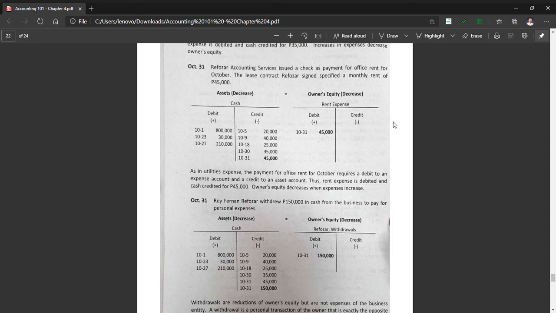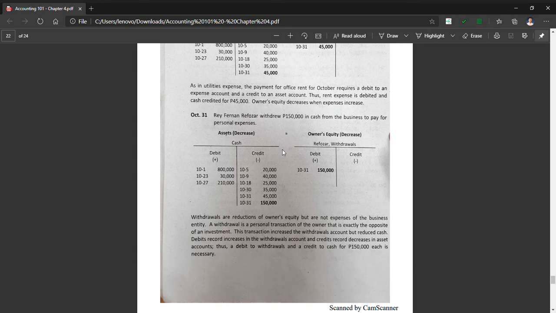So, expenses ito. So, we need to, kasi nga meron tayong na-incur na expenses. So, we need to increase your expense, specifically your rent expense. Kasi nga, for rent ito. So, rent expense increases by 45,000. Okay? We debit it. Kasi nga, kabaliktaran siya ng owner's equity. Debit 45,000 to rent expense. Tapos, dahil nga nagbayad tayo ng 45,000, we will be decreasing your cash for 45,000. So, we will credit cash 45,000. So, in this transaction, we debited rent expense 45,000 and we credited cash 45,000.